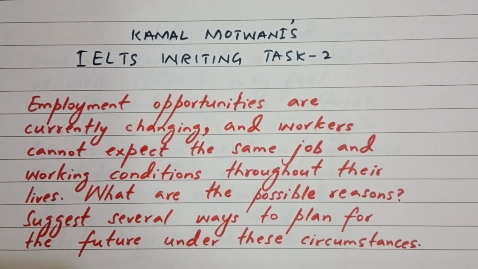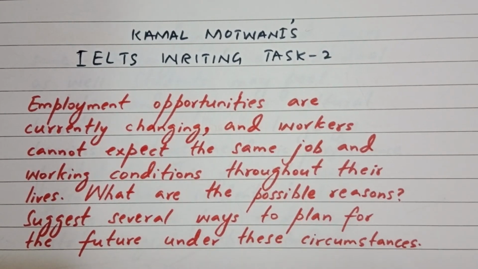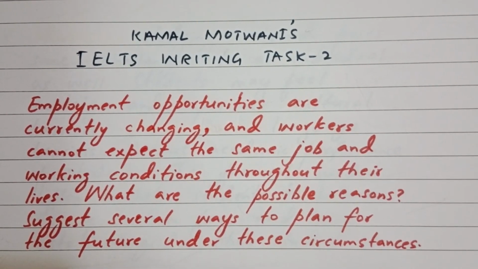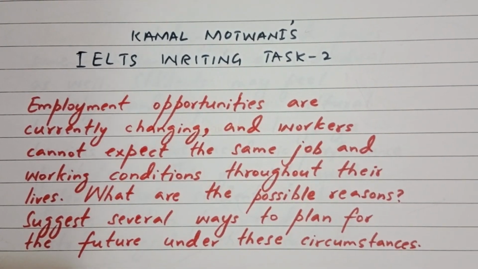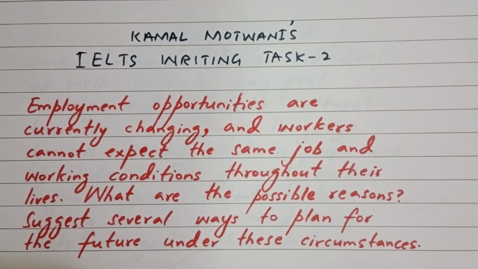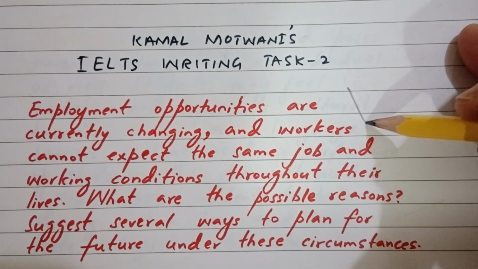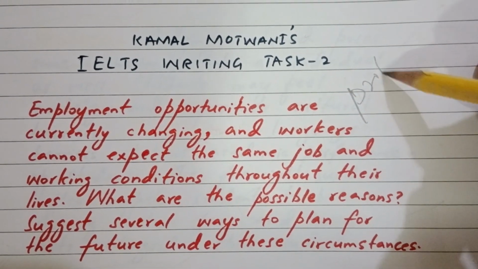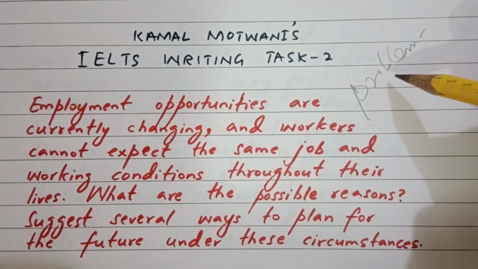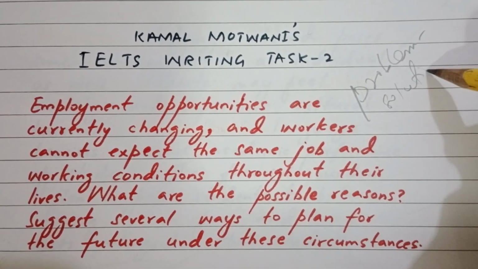Today we are going to solve another IELTS writing task 2. The types of IELTS writing task 2 that we solved earlier were: to what extent do you agree or disagree, give both points of view and also give your opinion, and the third one was, do the advantages outweigh disadvantages. So today the type of IELTS writing task 2 that we are going to solve is problem solution.